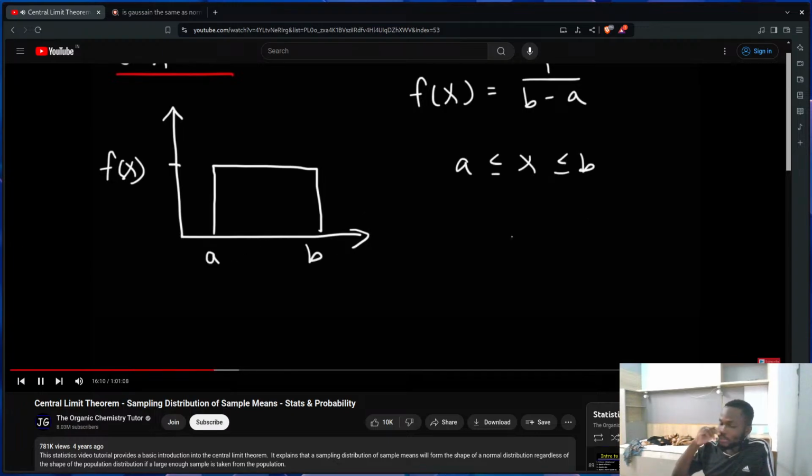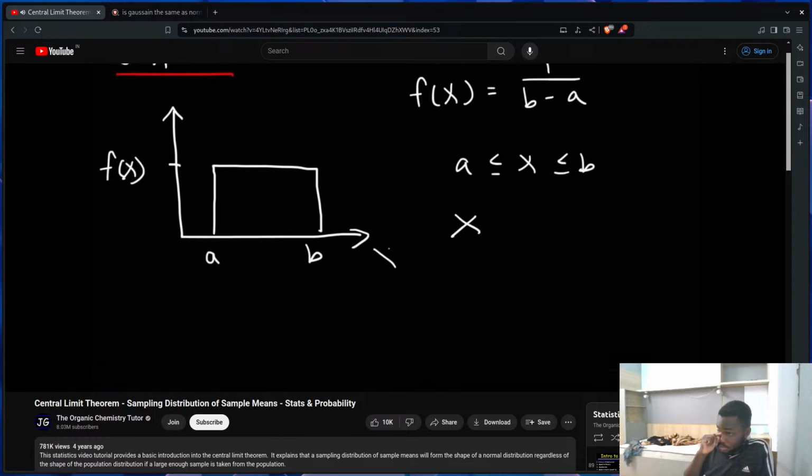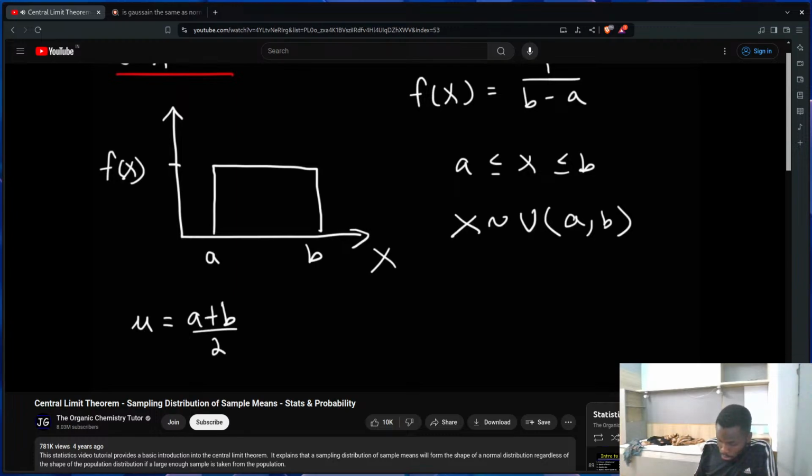The distribution can be written this way. We have the random variable x, and we have a uniform distribution, which varies from a to b. A is the minimum value, b is the maximum value. The mean of the uniform distribution is the average of a and b. So it's the sum of a and b divided by 2. The standard deviation is the difference between b and a divided by the square root of 12. So when dealing with any problem involving the uniform distribution, these are some formulas that you need to know.